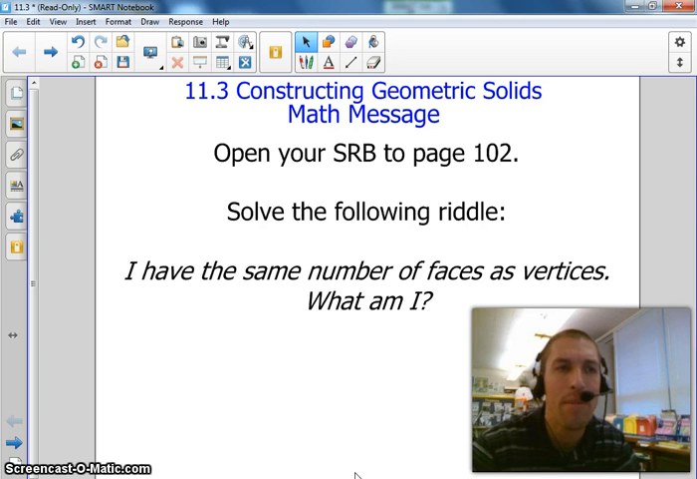Which geometric solid has the same number of faces as it does vertices? Well, you have to know what faces mean. You have to know what vertices mean in order to figure this one out. We'll give you the answer later on. Try to figure it out.